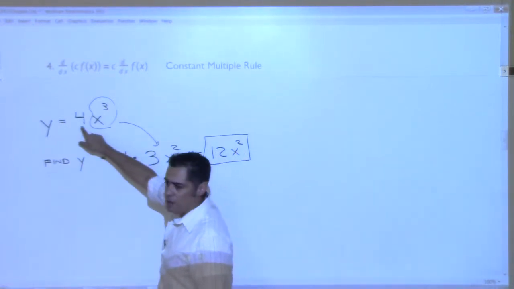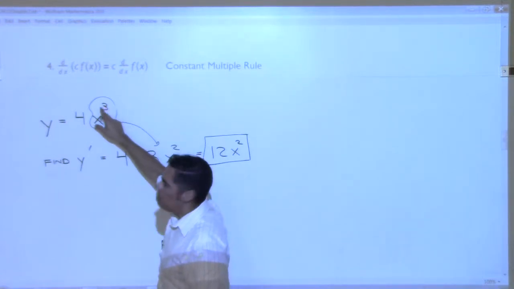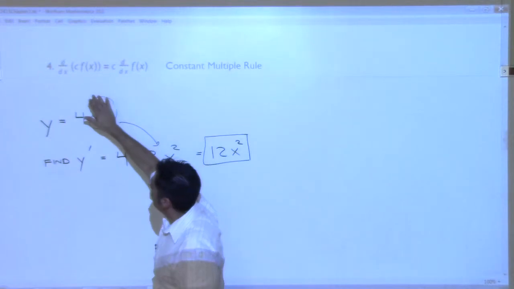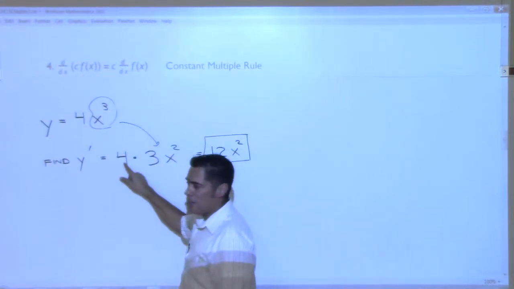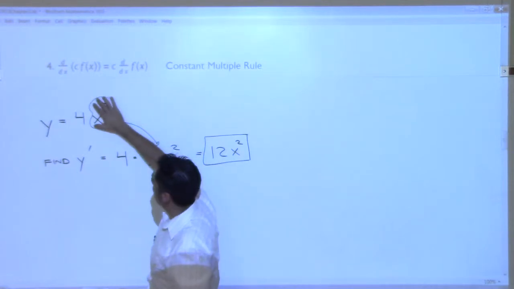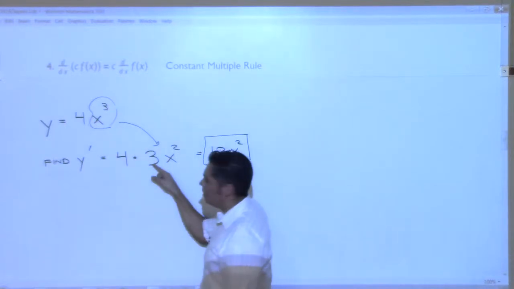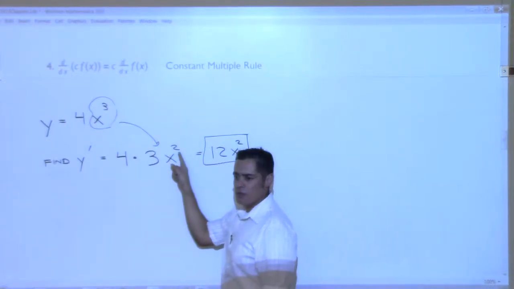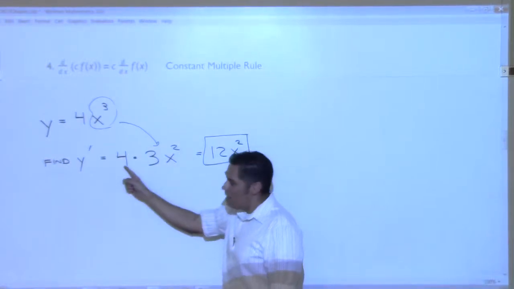This is a constant, right? Times some function. X cubed is a function. The rule says if you're going to take the derivative of that, just bring the constant in front. Okay, so just bring the constant and then take the derivative of this piece. The derivative of that is power rule. So the 3 comes out and we subtract 1 from 3 and you get 2. Right? But the constant came with us.